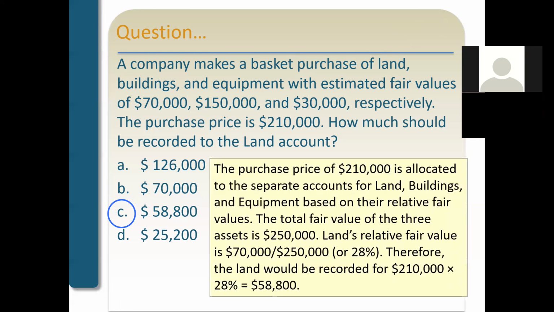$58,800. So what we would do in this case is, if the purchase price for all is 210, then we would allocate the percentage to the land account. So the land would be 70,000 of the whole purchase. 28% would be allocated to the land.